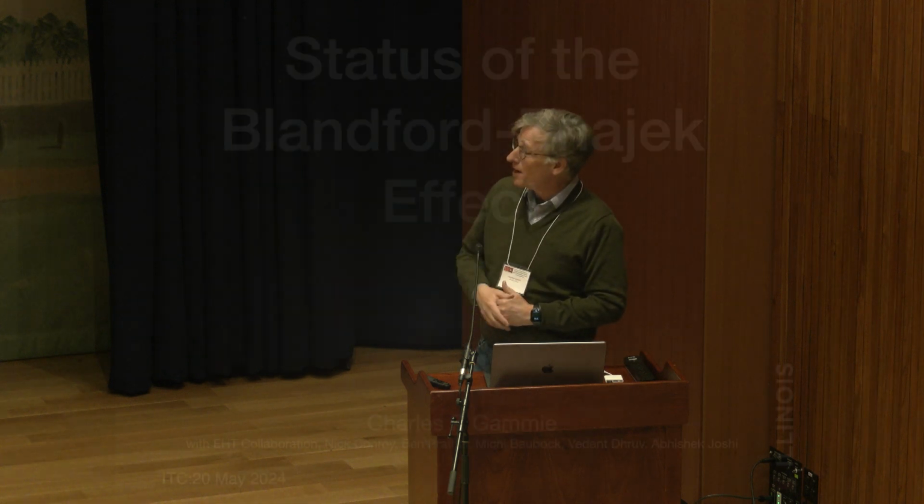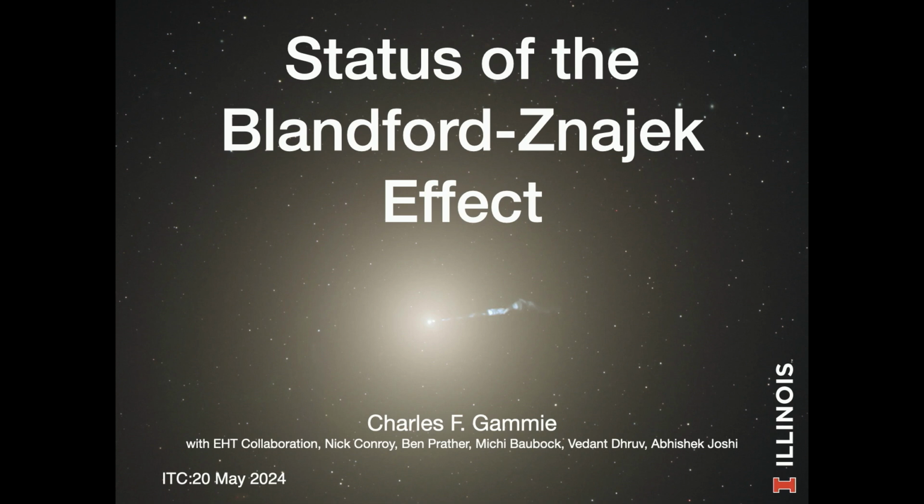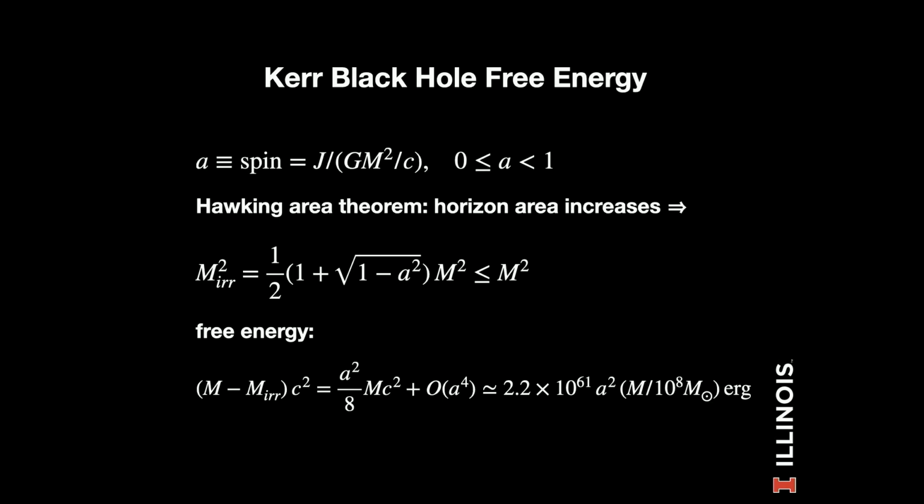So I'm going to talk about one object here, really, which is M87, which is what's shown up here. This is a Hubble image, and prospects for testing Blandford-Znajek in the context of M87. So just to remind you of some of the basics, I'm going to use a to denote the dimensionless spin here.